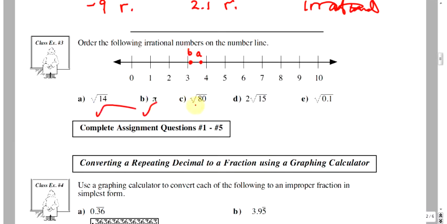Root 80. What's that? I hope you know how to estimate that. That's 1 less than 81. And the square root of 81 is 9. So it's a little bit less than 9. Do we need to use our calculator? Good. We don't. C. 2 times root 15 is 2 times, what's this close to? What's the square root of 16? So this is just a little bit under 4. So this should be just a little bit under 8. Let's call it about 7.9. Everybody happy?